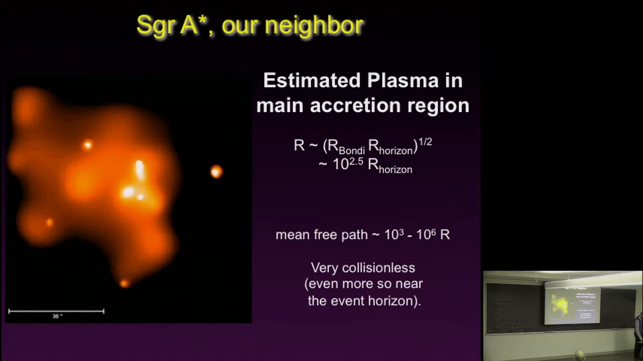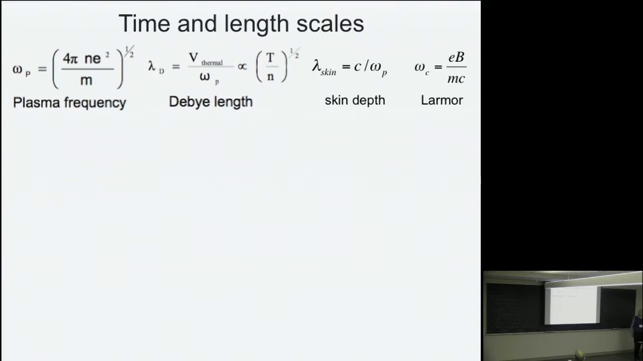So what does collisionless mean? And let me introduce a few time and length scales that will come back over and over during my presentation. The first characteristic time scale for a gas of electrons and protons, or a plasma, is the plasma frequency, which is defined here. It only depends on the plasma density, and it's basically the characteristic frequency for a gas of electrons and protons. Once you displace one species, it will come back as a result of the electric force, and it will oscillate back and forth with a characteristic frequency that is indeed the plasma frequency.